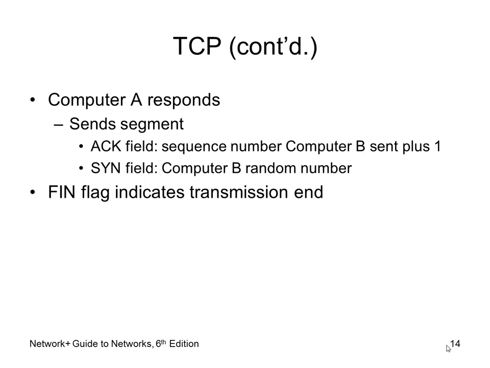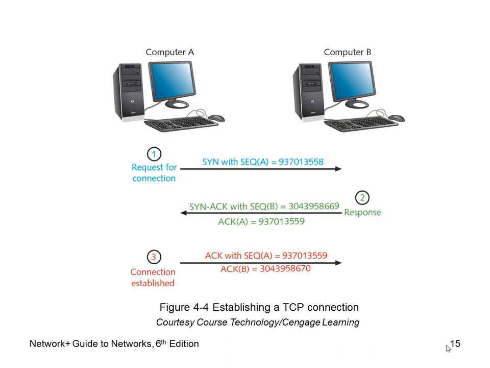All right, so here we go. Computer A to computer B, we make a request for connection. The SYN flag gets set. We pick a random number. So this is me. I'm A, Daniel's B. So I send a SYN message. Computer B, which would be Daniel over there, sends a response, a SYN ACK.